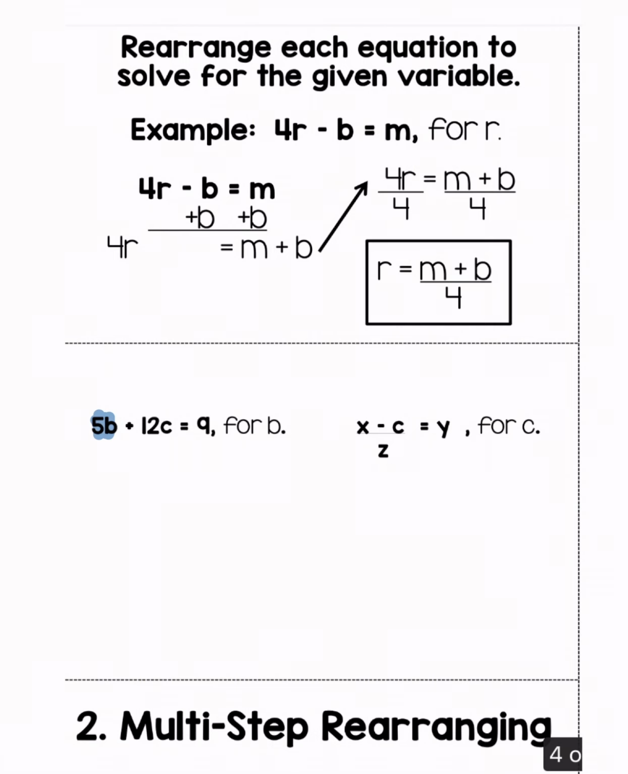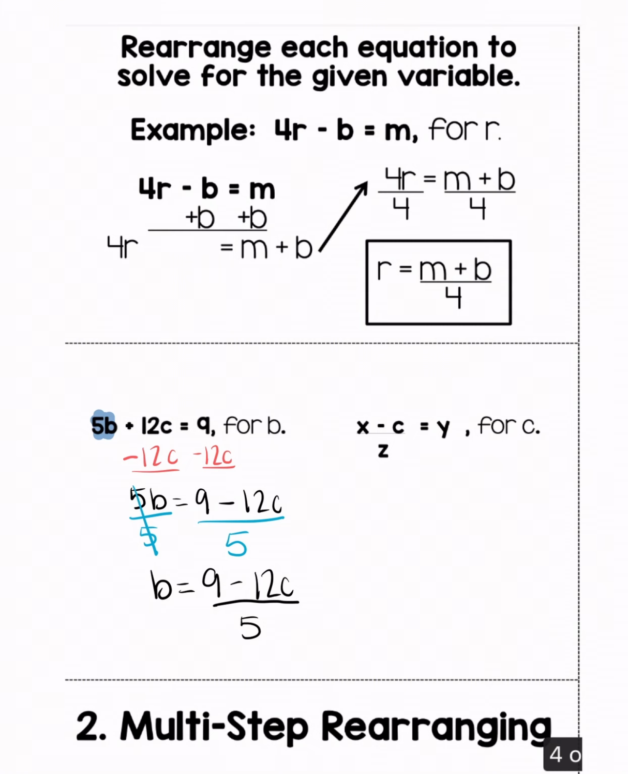Since we're adding it, we're going to subtract 12c on both sides. Then I have 5b is equal to 9 minus 12c, because you can't combine 9 and 12c, so you're just going to rewrite it. Now that I have the b by itself except with the 5, I'm going to divide by 5 to get rid of that. So then I'm left with b equals 9 minus 12c over 5. Ta-da! We rearranged for b.